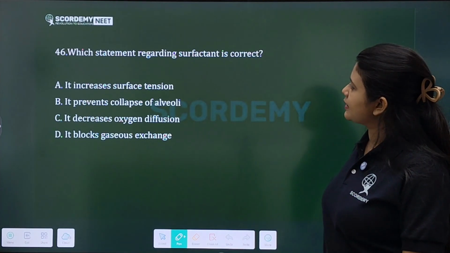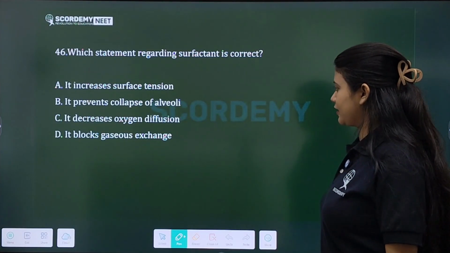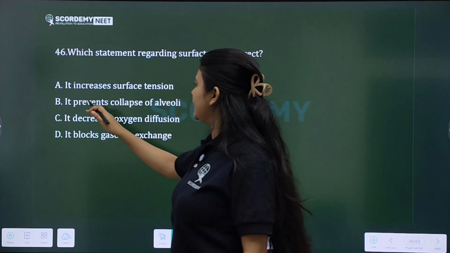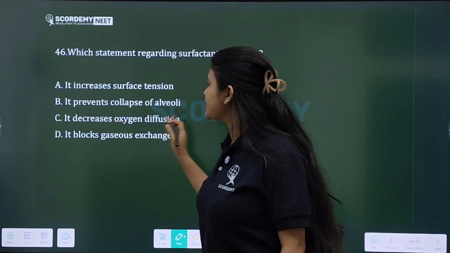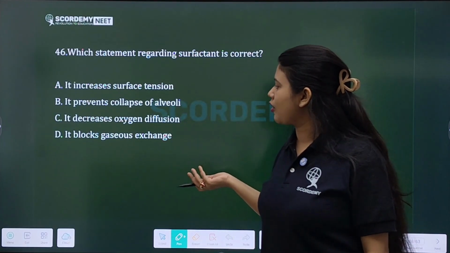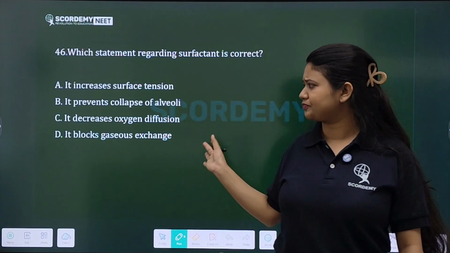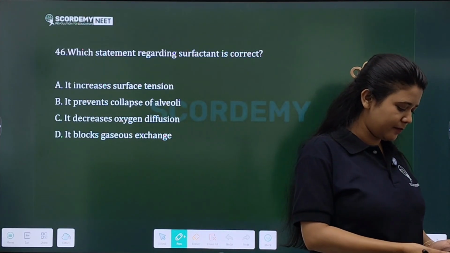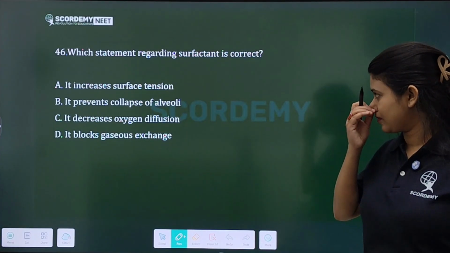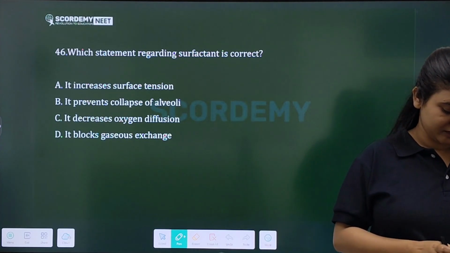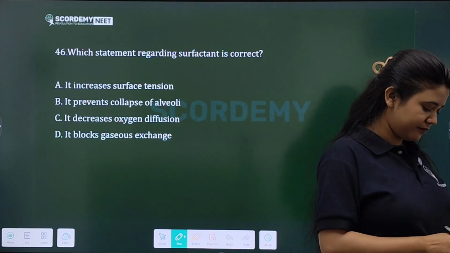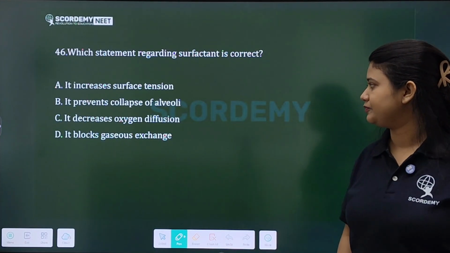Next question: which statement regarding your surfactant is correct? Okay, it increases surface tension, it prevents collapse of alveoli, it decreases oxygen diffusion, or it blocks gaseous exchange? So what will be the answer? Solve it.